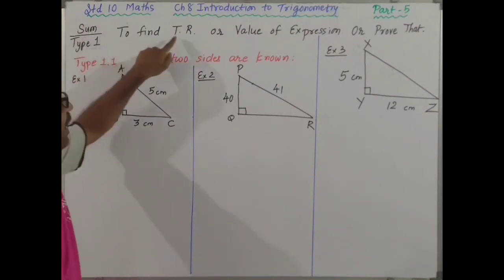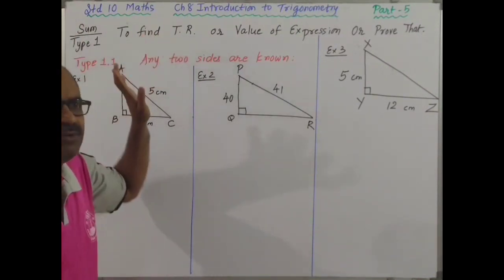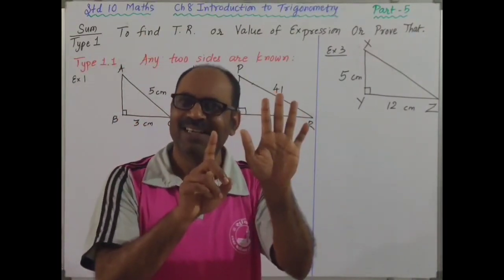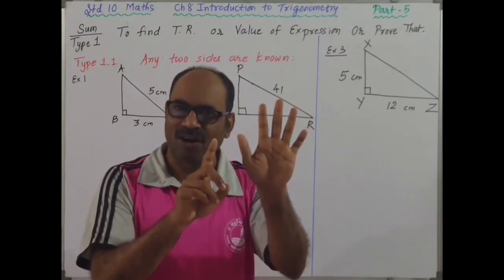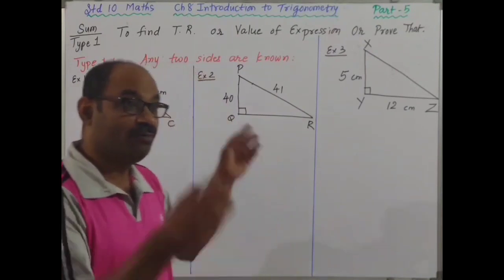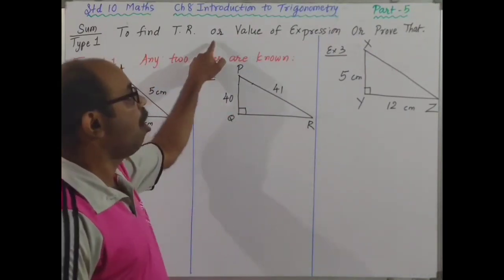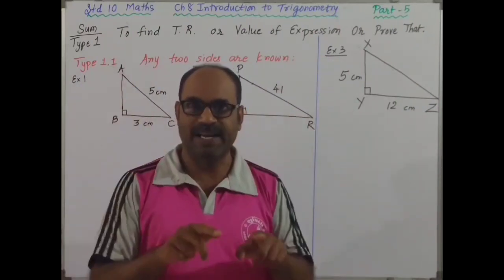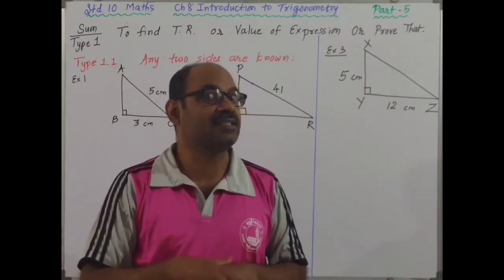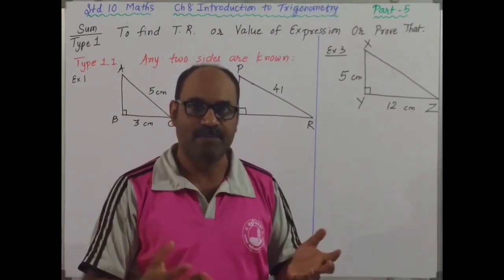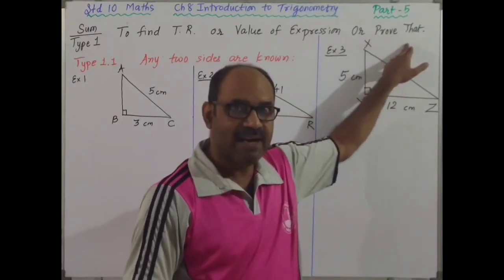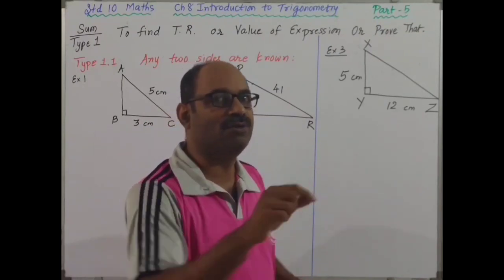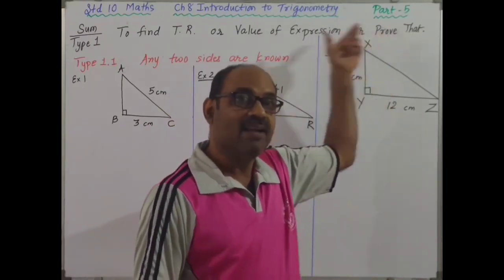Okay? To find TR, means trigonometric ratios. Which are trigonometric ratios? Or how many trigonometric ratios are there? 6. Cos, sin, tan, sec, cosec and cot. So you have to find those trigonometric ratios. Or value of the expression. One expression is given. No equal to there. Only expression, which involves those 6 trigonometric ratios. Not all 6, any of them. Okay? Or prove that. Yeah, expression given is equal to 5, is equal to root 2, is equal to 1. So you have to prove that.